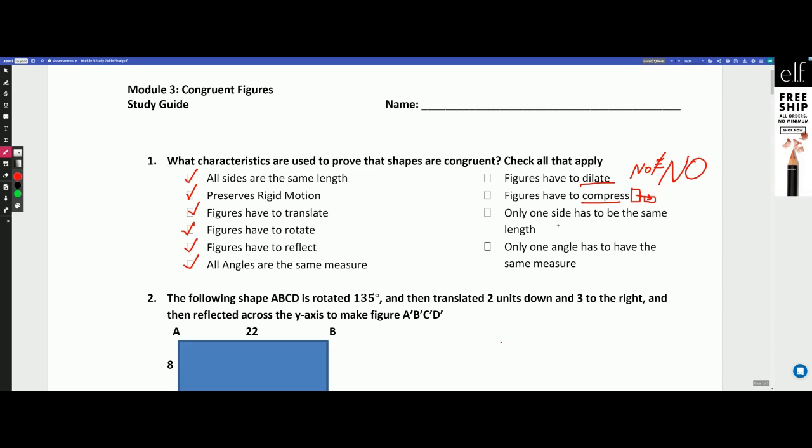One side has to be the same length. Just one side? No, all of them have to be preserved. So, again, there's your can. Somebody crushes the top of it. That is not okay. That is not congruent. Only one angle has to have the same measurement. That is also false, because look, 90-degree angle at the base of the can, and all of a sudden they squished it. Now it's all acute.